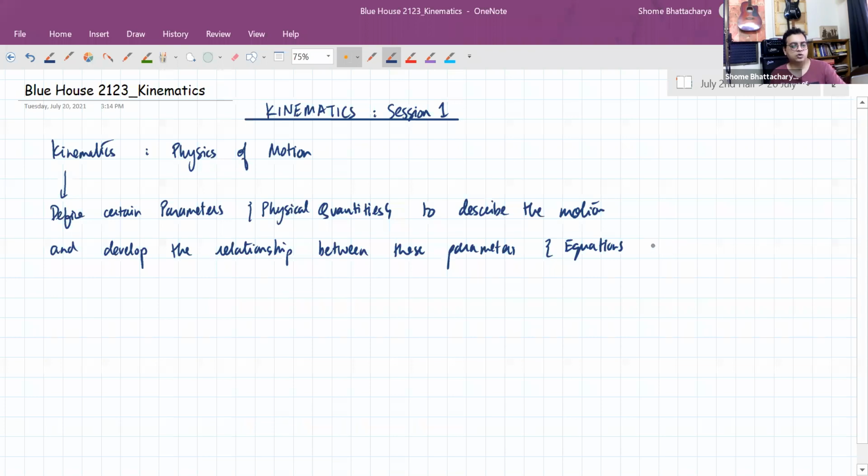And it does not deal with the cause of motion, which is force, which you will get into in the other chapter, which is Newton's laws of motion. Now, mind you, in this section we will be talking about what is called particle kinematics.